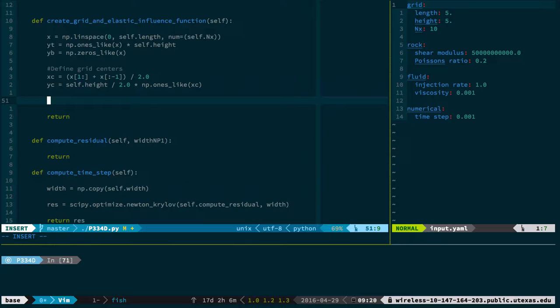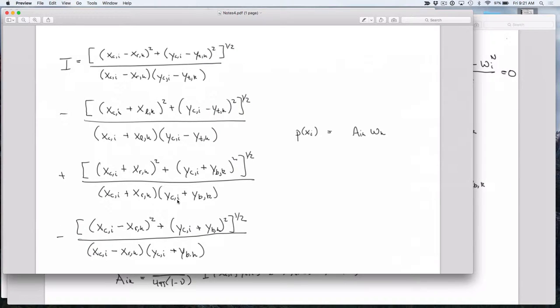So now we get to start the fun stuff. Let's just start. If I have XC, remember what we're doing here is I'm about to start coding that up. That's the center of the ith grid block minus the right hand side of the kth grid block. That quantity squared plus that other term, the whole thing's under a square root. So we'll just do the first term for now.